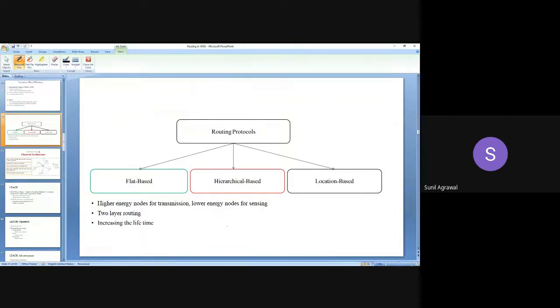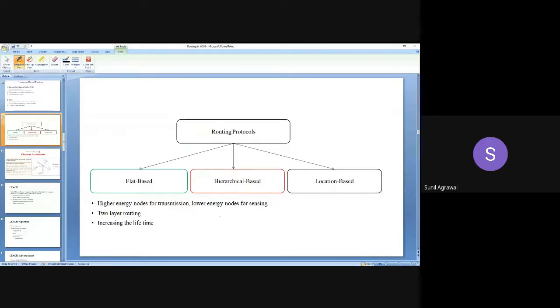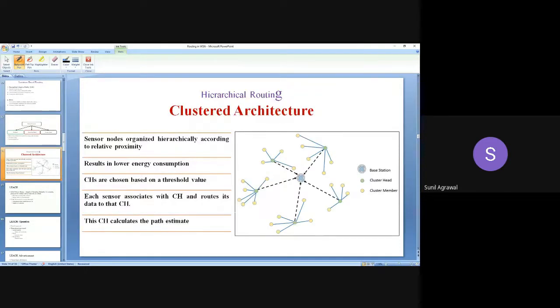The third one is hierarchical based routing protocol. Here, two-layer routing is there, and the overall goal is to increase the lifetime of the WSN. Here, we can have higher energy nodes for transmission and lower energy nodes for sensing purpose. So this is of course not homogeneous WSN. So we will be concentrating on hierarchical based routing protocols, their concept. So in hierarchical routing, clustered architecture is there.